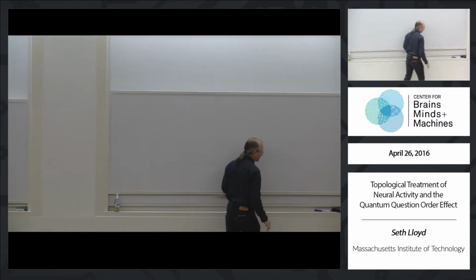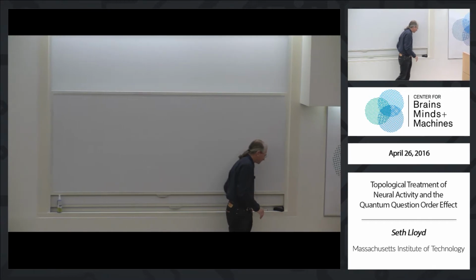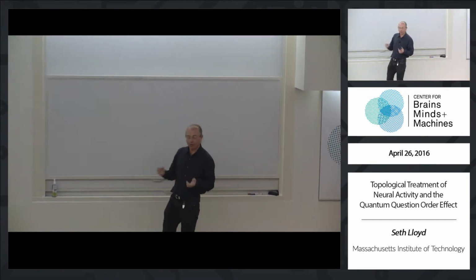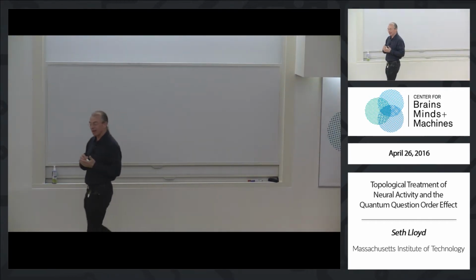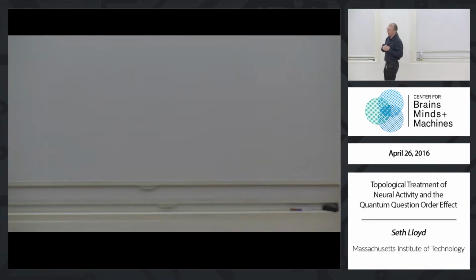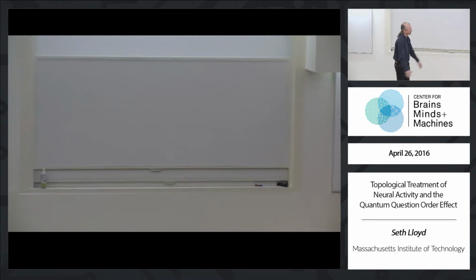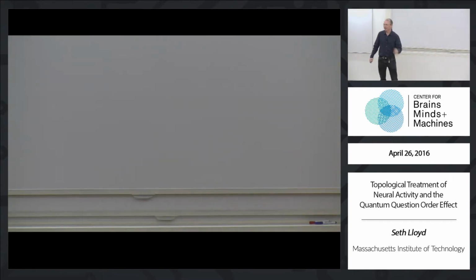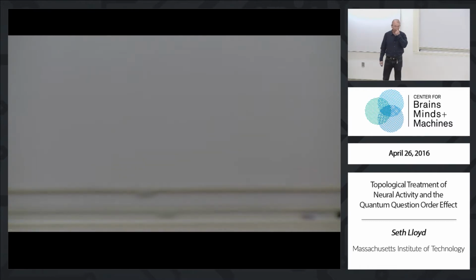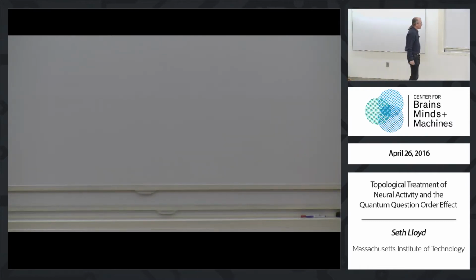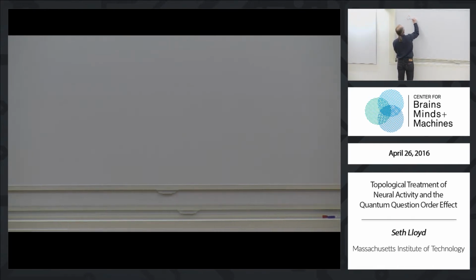So anyway, during this talk, I'm going to do the following. I'm going to raise a question that has been noted. I came to these ideas kind of circuitously. I've been working on these topological algorithms for the purpose of making quantum algorithms that did exponentially better than the classical ones. And then a few years ago, a reporter called me up to ask my opinion about what's called the quantum question order effect.